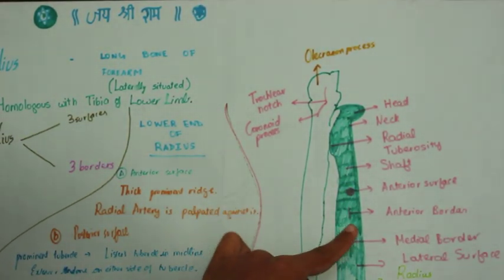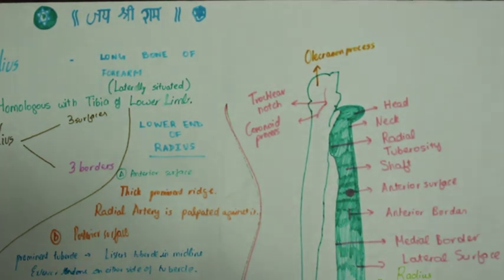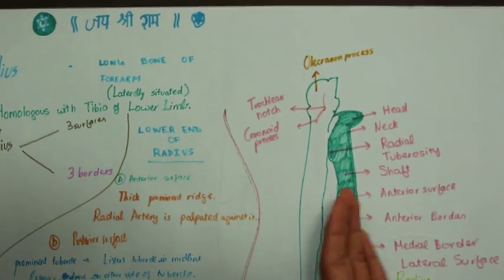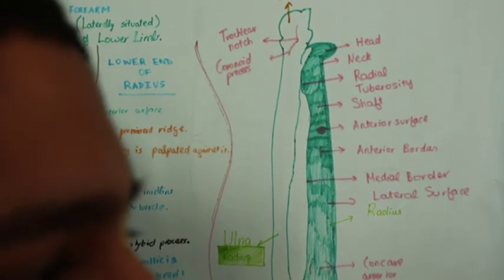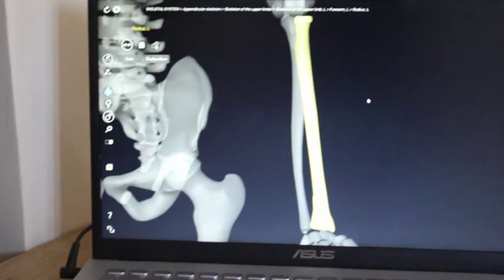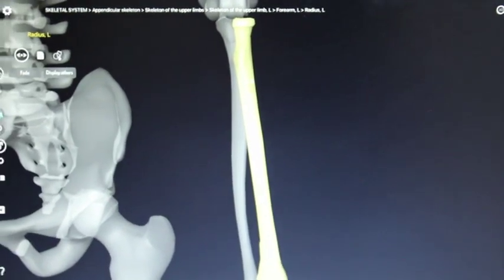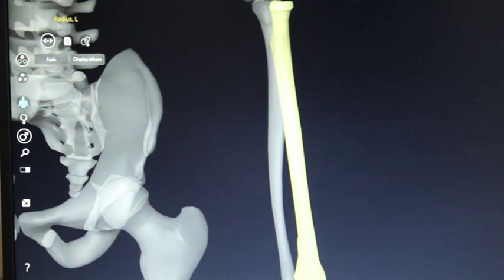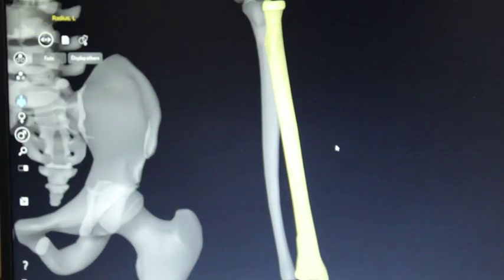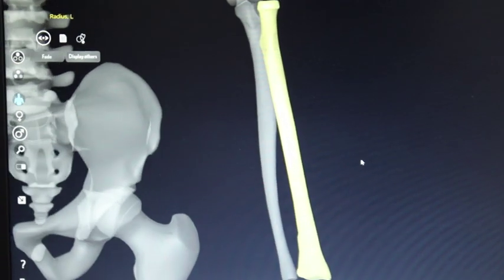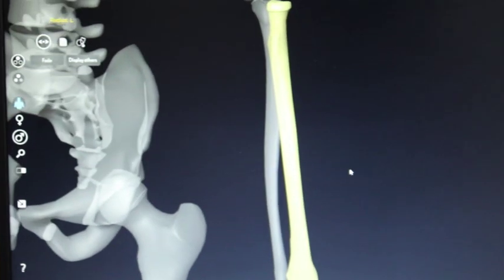It actually has 3 borders: anterior, medial, and also a lateral border, but the lateral border is not as clearly visible as the other borders. So while seeing it from the anterior area, we can observe its 3 different borders. The anterior border is running in the center, whereas the medial border, which is the sharpest one, the interosseous border, is running over here. It is pointing towards the center of the body. That's why it's called the medial border.